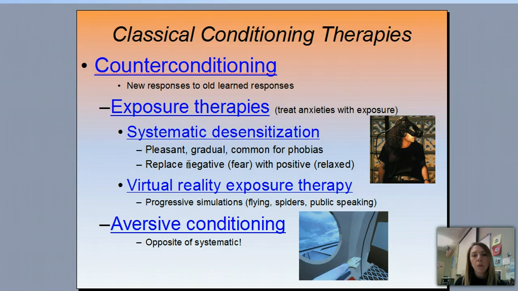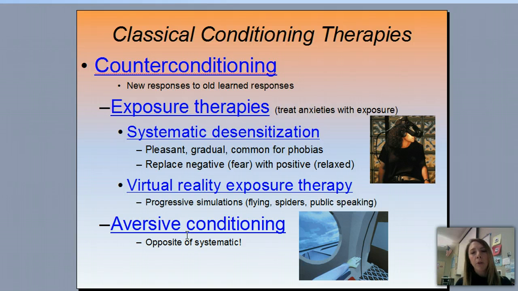So how can we use those types of classical conditioning to change our behaviors? All of these right here, I didn't do a good job with these notes, but counter conditioning, these are all going to be examples of classical conditioning therapies. So somehow in your notes, make sure that the heading is classical conditioning, because we'll be talking about operant here in a second. So counter conditioning, this is kind of how it sounds.